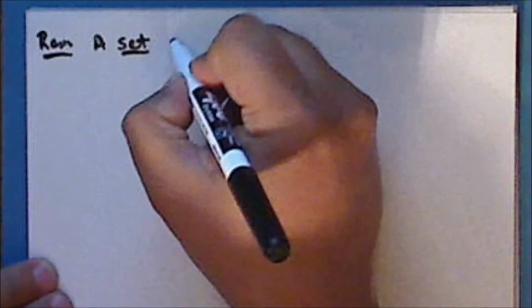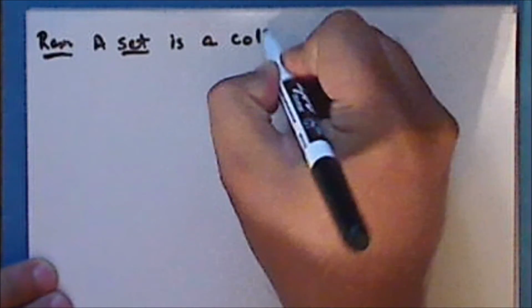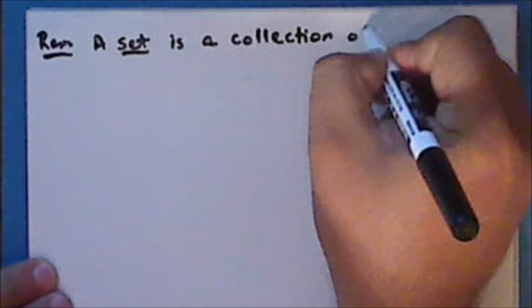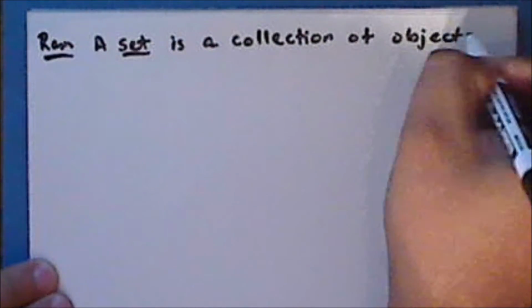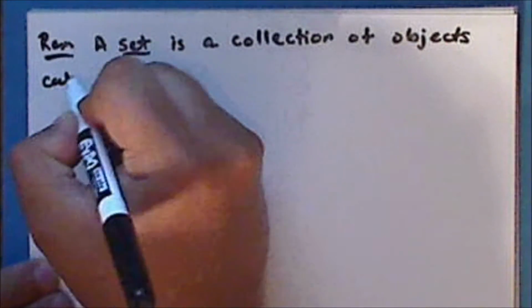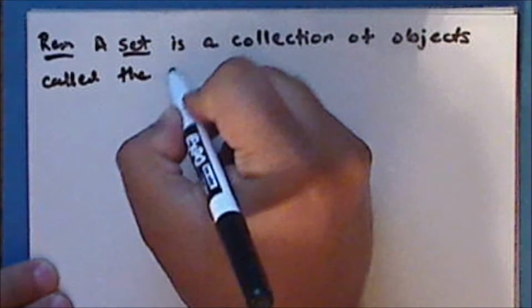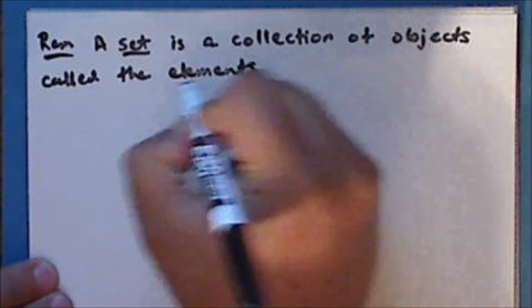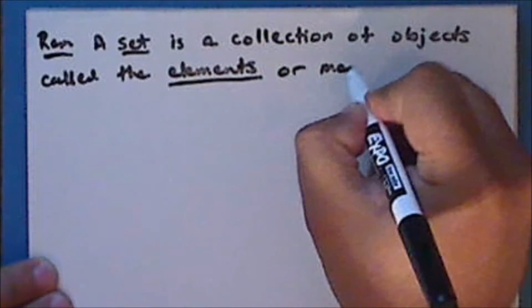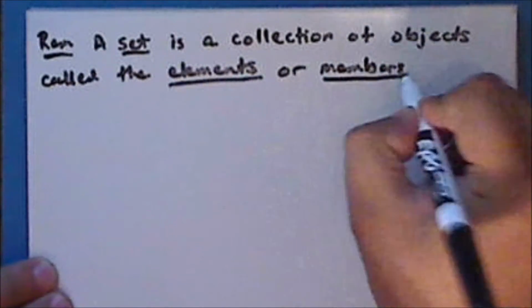And just as in geometry, where we begin with primitive notions, undefined terms such as point, line, and plane, in set theory, we begin with the primitive notion of a set itself. A set is a collection of objects, and those objects are called the elements or members of the set.